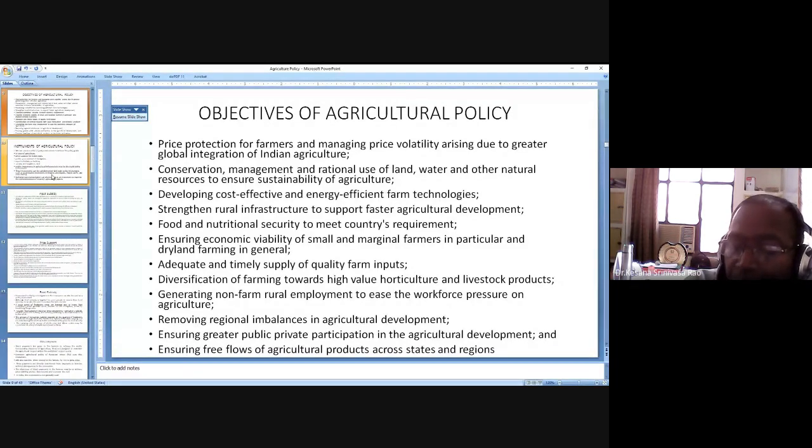That is also one type of policy that can be framed to distribute, or to evenly circulate, the agriculture product from one region to another, one state to another state, across the regions and across the states. So these are the fundamental objectives of the agriculture policy. So next slide, please.